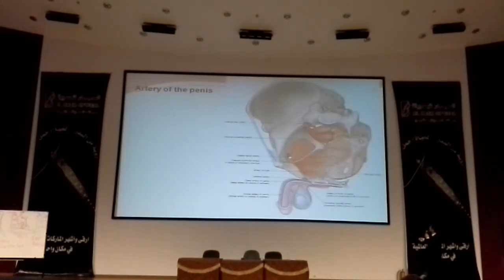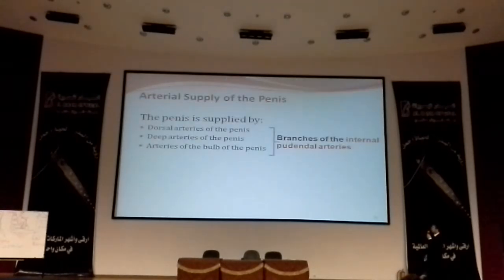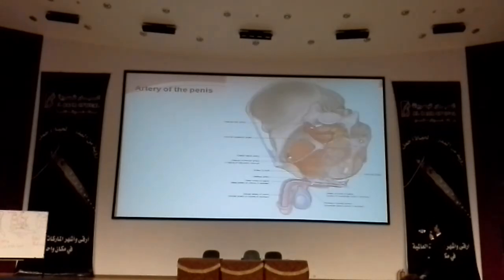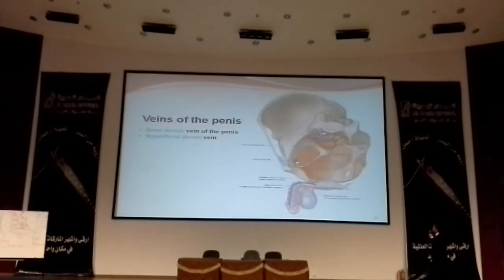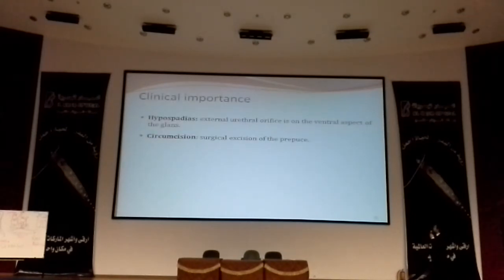Yes. This is the base, and this is the body, and this is the glans penis. And regarding the arteries, they are supplied by the pudendal artery, the internal pudendal artery. Yes, from where is the internal pudendal artery? From the internal iliac. Yes, next. Above the vein, as I said, there is a deep and a superficial dorsal vein. Next.